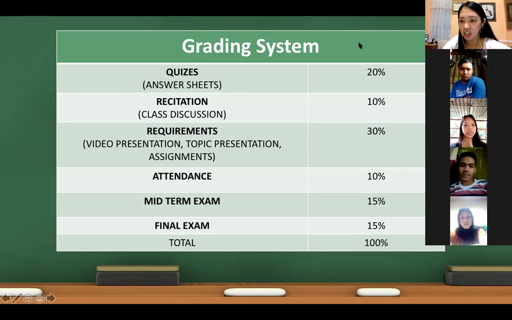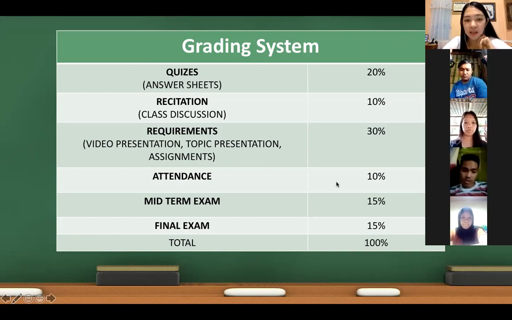So any reaction about our grading system? Okay ba yan sa lahat? Walang reklamo ba dyan? So, kung gusto nyo talaga magkaroon ng points sa attendance, always come on time. Yun na, 10% na agad.